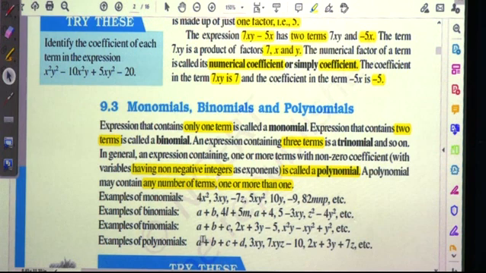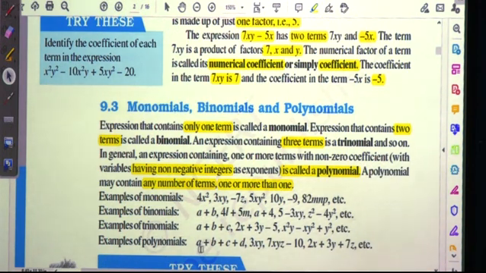Now, a plus b plus c, what is this? Trinomials, three terms are present. 2x plus 3y minus 5: 2x is one term, 3y is one term, and minus 5 is the third term. x square y minus xy square plus y square. So, these are the three terms: x square y is the first term, minus xy square the second term, and plus y square the third term.